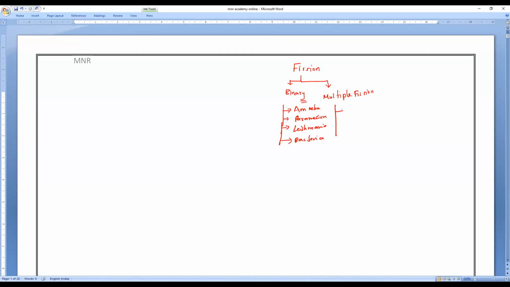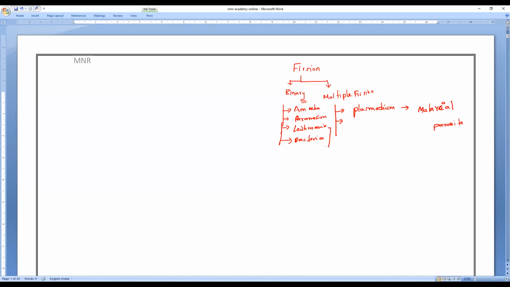And if you take multiple fission, there are organisms. Mainly, what have we studied? Plasmodium. Which causes a disease called, what is the disease it will cause, everybody? Yes, please. Malaria. It causes a fever. So that is what we used to call malaria. So the malarial parasite produces malarial disease. That is what we studied.